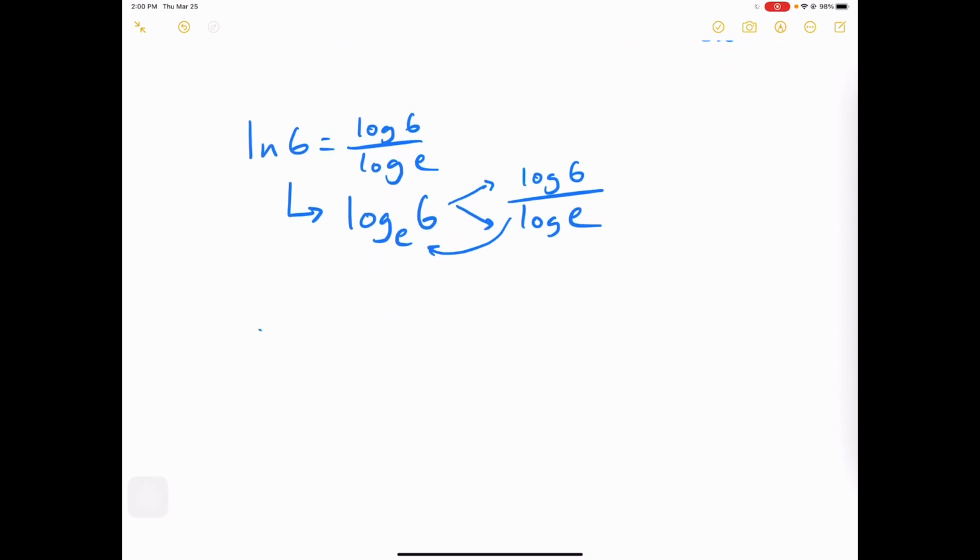Now just to give you one more. If I write just log, a regular log, let's say of 6, this log here is what we call a common log. So this is going to be log of 6 over log base 10. And of course, these are actually base 10 because when you don't write anything, it's base 10, in case we ever have to rewrite it.